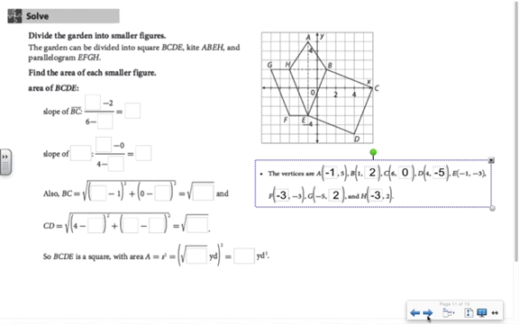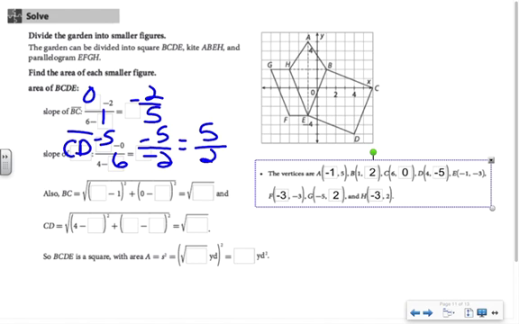All right, so they found the slope of BC as 0 minus 2 over 6 minus 1, so that's negative 2/5. The slope of CD is negative 5 minus 0 over 4 minus 6, and that gives me negative 5 over negative 2, which simplifies to 5 over 2. So those consecutive sides are, in fact, perpendicular. Notice that they are opposite reciprocals.